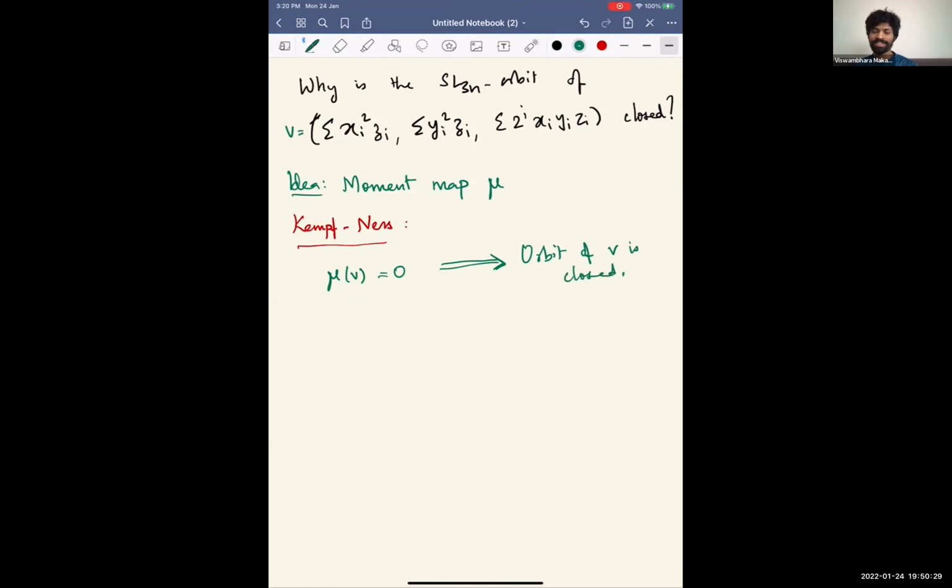But actually, the Kempf-Ness theorem tells you something more. The fact that the moment map is 0 will tell you that v is a point of minimal norm in the orbit.